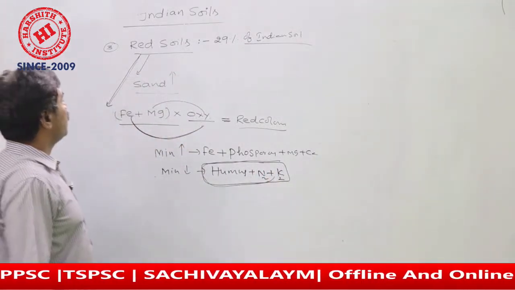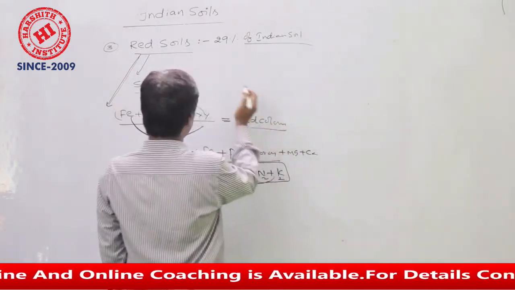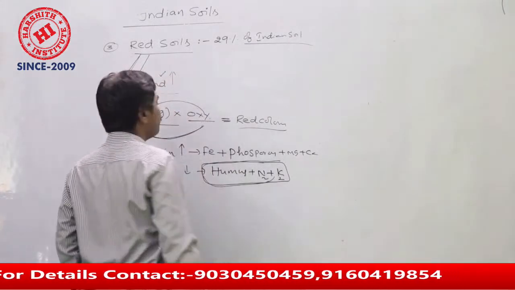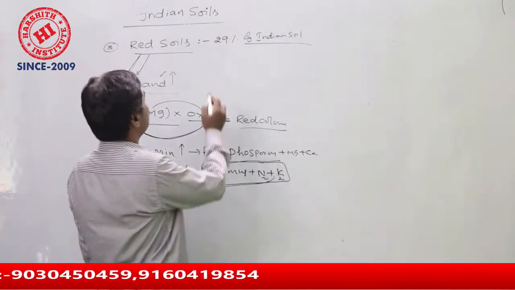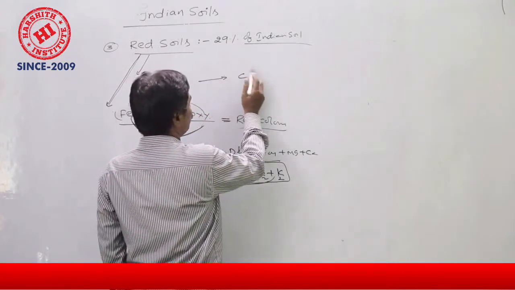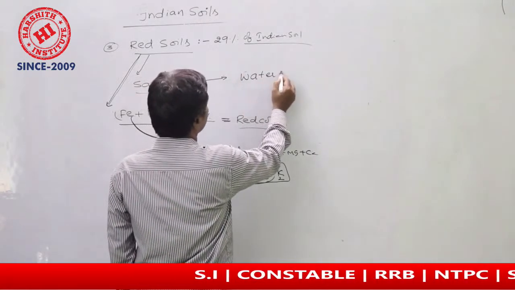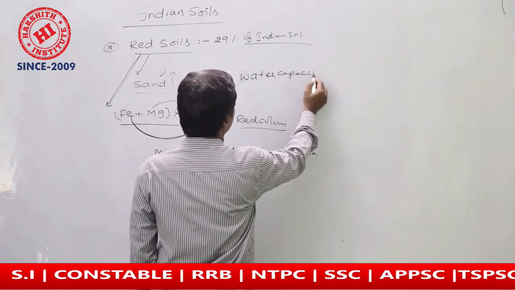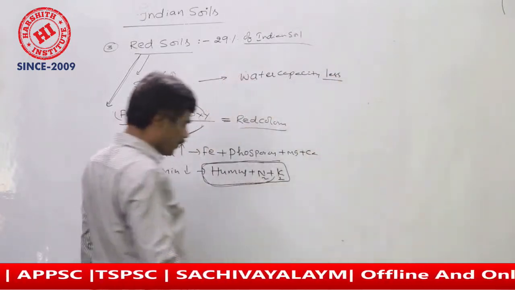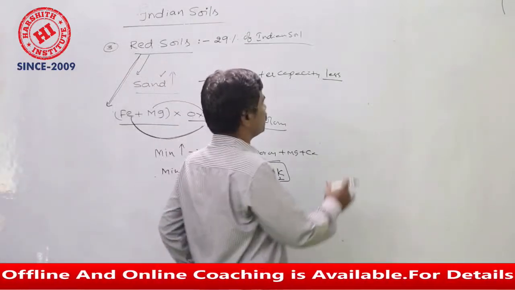So next, this red soil has a maximum percentage of sand. Due to this sand, the water absorbing capacity of these soils is very less. So water absorbing capacity will be very less in red soils.